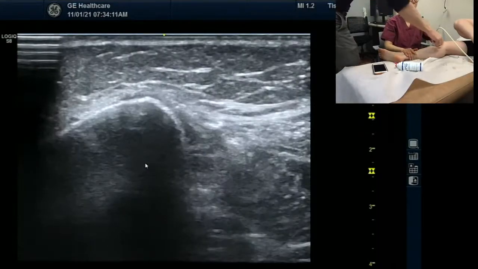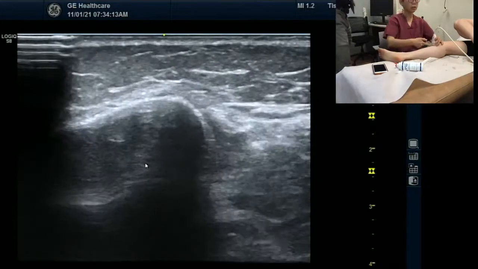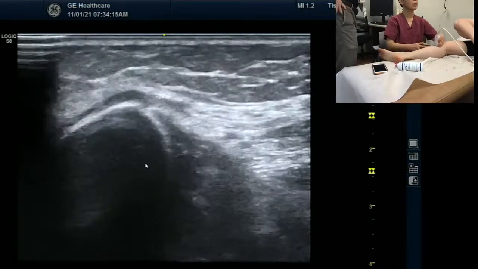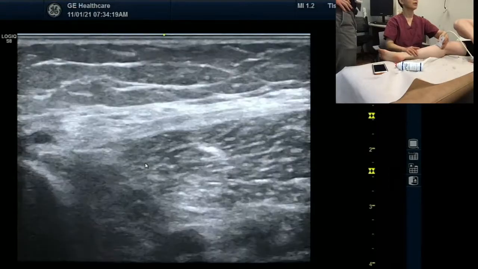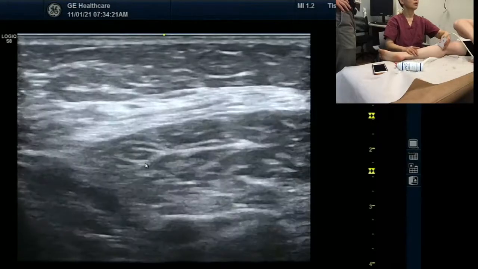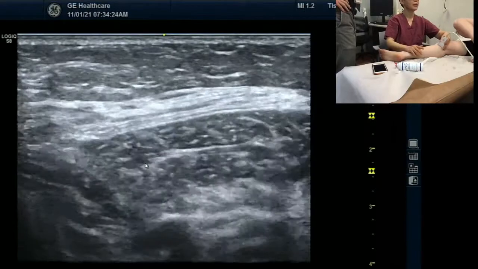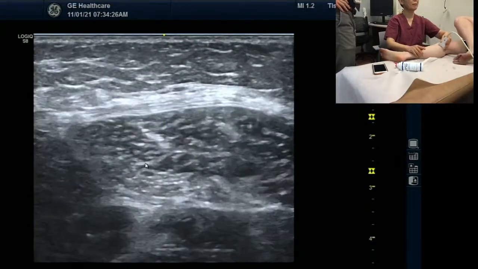Popliteus. It should go around. Let's follow that one, because we studied this last time. It should become bigger as you go more posterior. Stop. Can you change the depth, not the height?